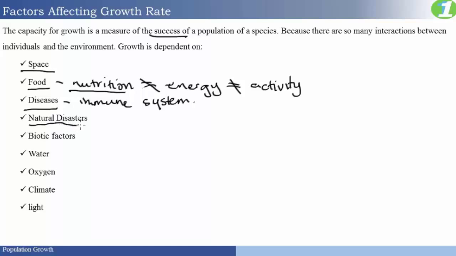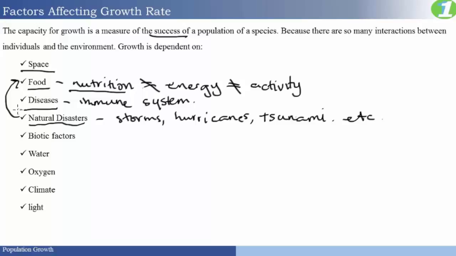Also natural disasters, so like storms, hurricanes, tsunamis, all of these are natural disasters, and the list goes on, right? I'm sure you can think of a few more, earthquakes, etc. So when natural disasters happen, usually the face of the environment changes drastically. So usually food availability is reduced, occurrences of diseases increase, and space is also limiting. So natural disasters can affect all these other factors as well.